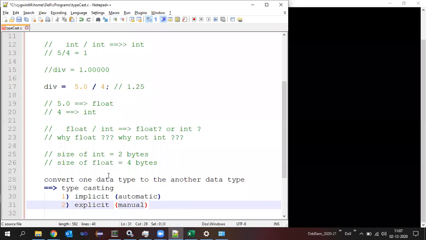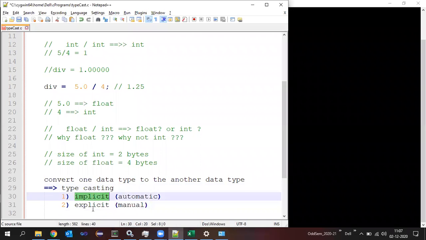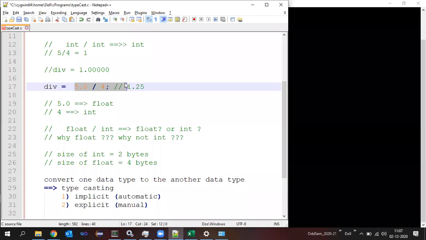As of now, just see here. We are trying to convert one data type to another data type, and we call it typecasting. In typecasting, we have two types: automatic and manual. Automatic and manual are just for your reference. You need to remember these two words, implicit and explicit. Implicit means the compiler itself is converting automatically. How? This is the example. It is converting explicitly.